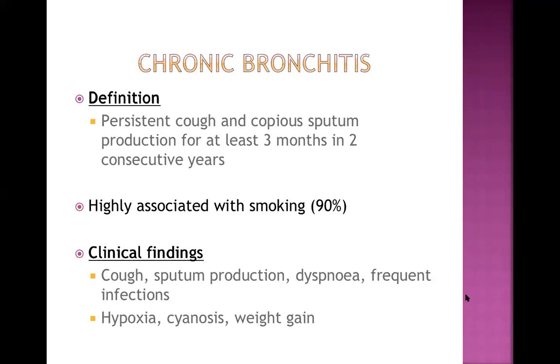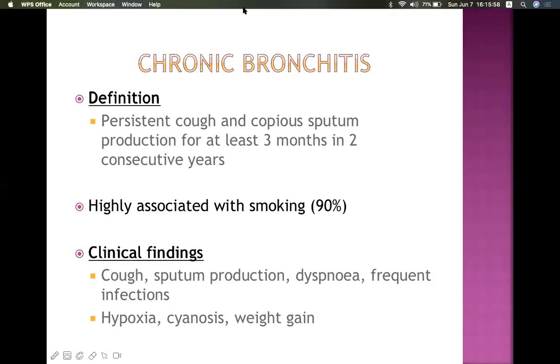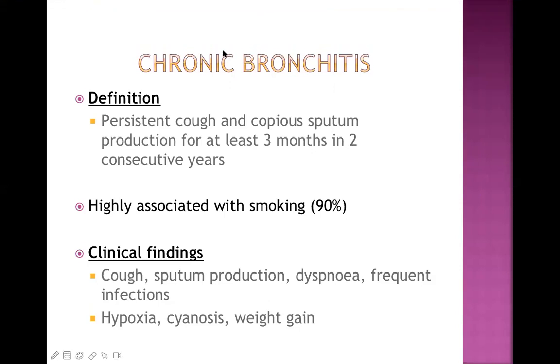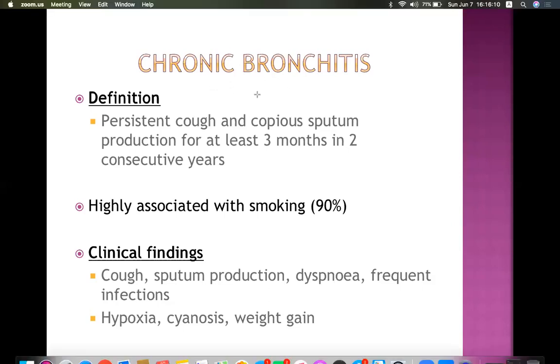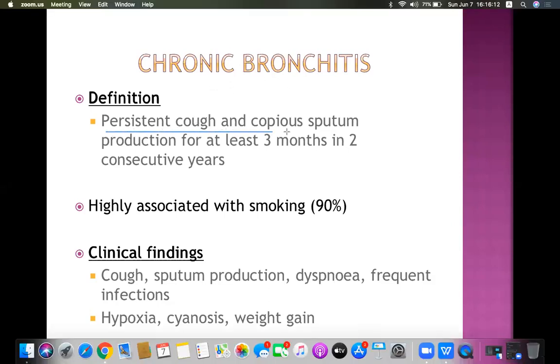If the patient says yes, the second question you ask is how long, how many months, how many years. So if the patient says, I have been coughing along with copious, meaning more, sputum production for at least 3 months in 2 consecutive years, the definition of chronic bronchitis is fulfilled. So it is a very easy definition. Let me highlight here once again: persistent cough and copious sputum production for at least 3 months in 2 consecutive years.